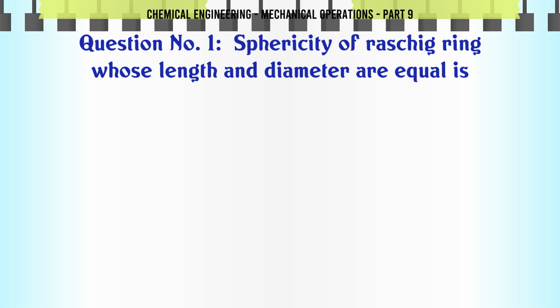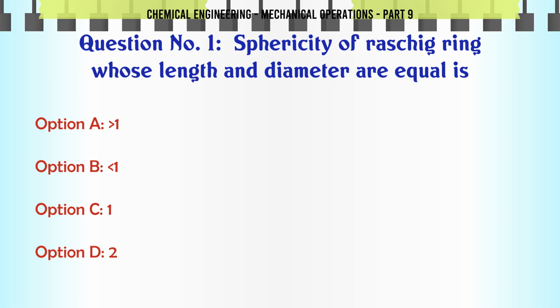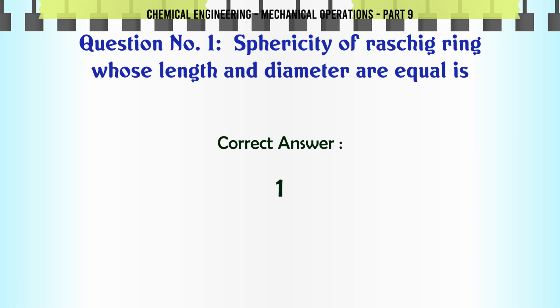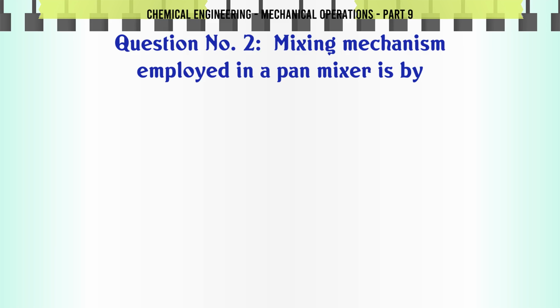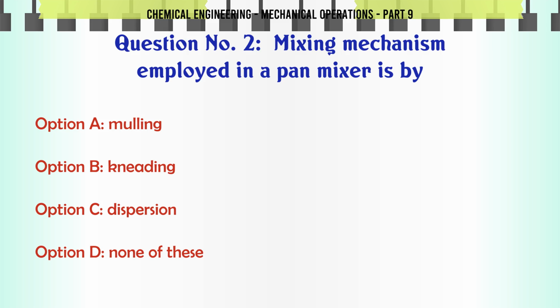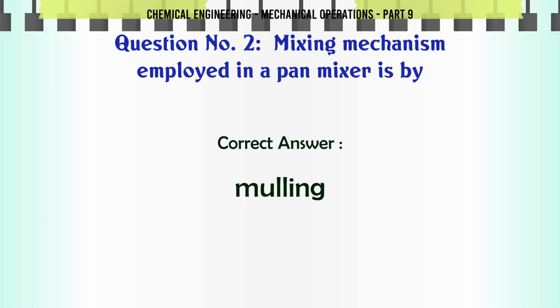Sphericity of Raschig ring whose length and diameter are equal is A. 1, B. 1, C. 1, D. 2. The correct answer is 1. Mixing mechanism employed in a pan mixer is by A. Mulling, B. Kneading, C. Dispersion, D. None of these. The correct answer is mulling.